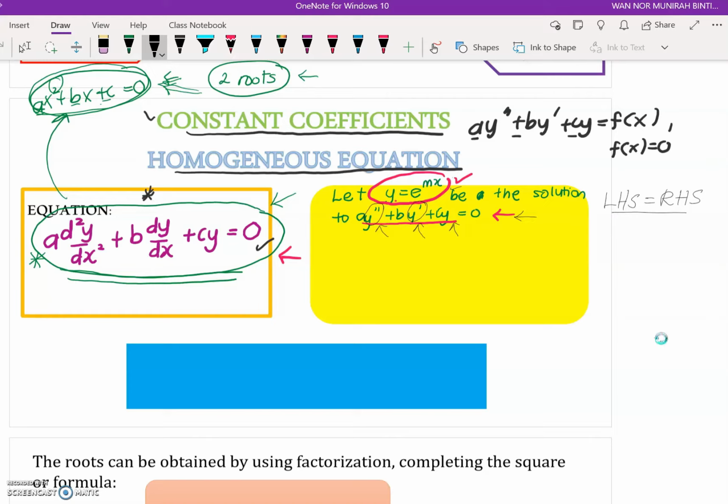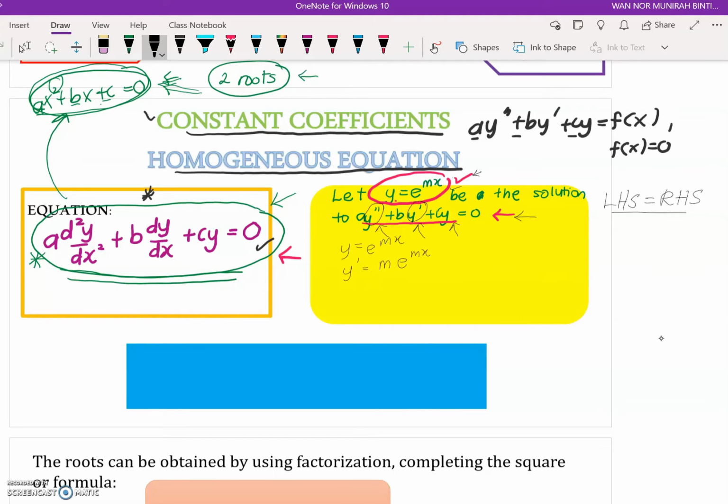So now in this case, we say y = e^(mx) is the solution. What we need to do is, for y = e^(mx), find the first and second derivative. The first derivative is m e^(mx).